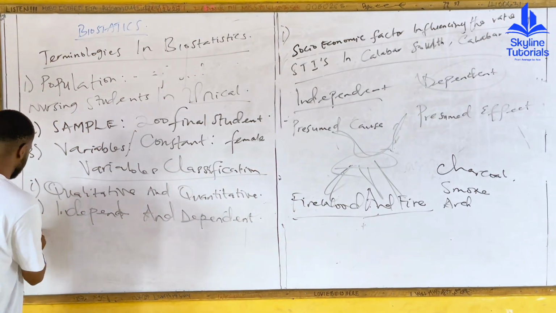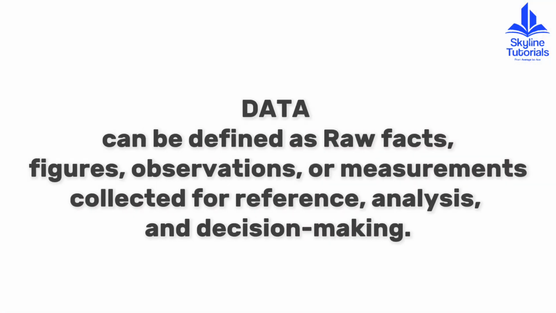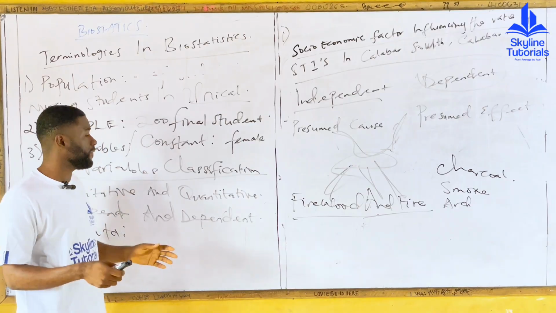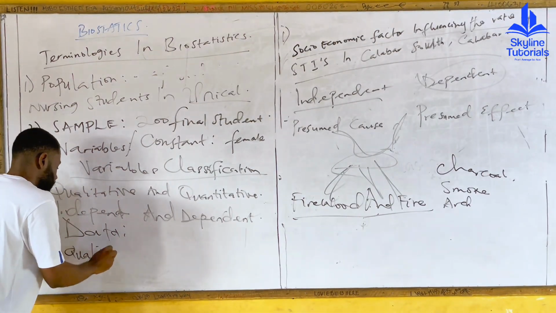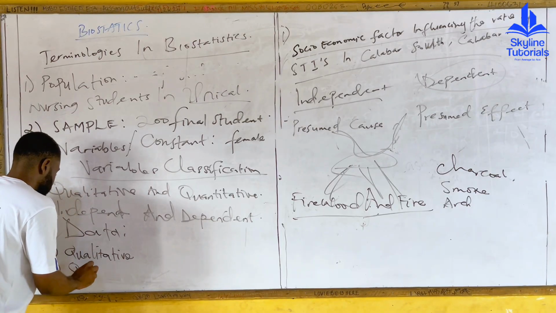The next we'll be looking at is data. Data are simply numerical facts or raw facts. Better still, data are raw facts that are gotten from sources. So data are raw facts. Take note of that. And we still have subdivisions like qualitative and quantitative data.